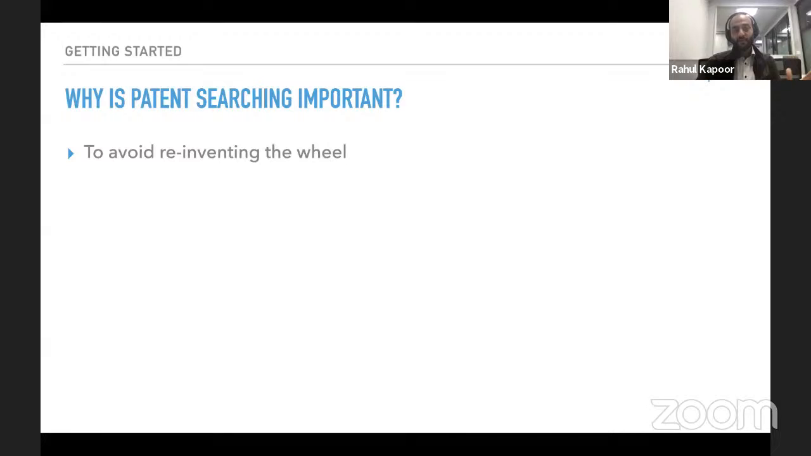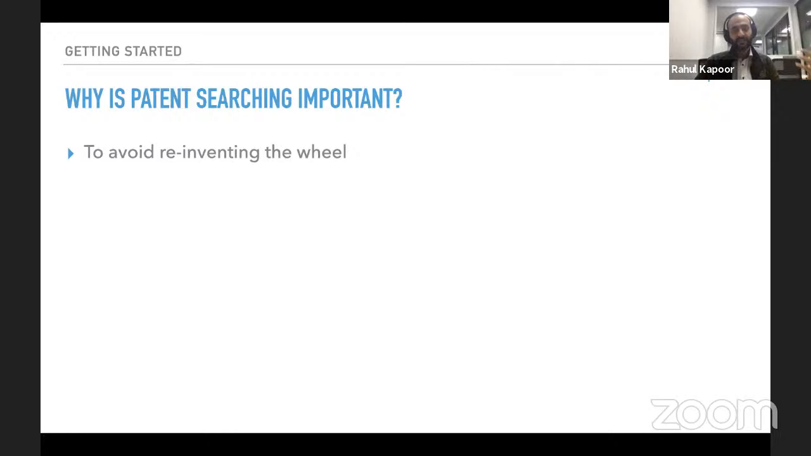The most important reason is to avoid reinventing the wheel. It sounds obvious, but a lot of researchers think that they're doing something new, but in reality, they are not. When they get professional search people involved, or when they search themselves, they get a reality check after they have already worked for many years: someone has already done it.